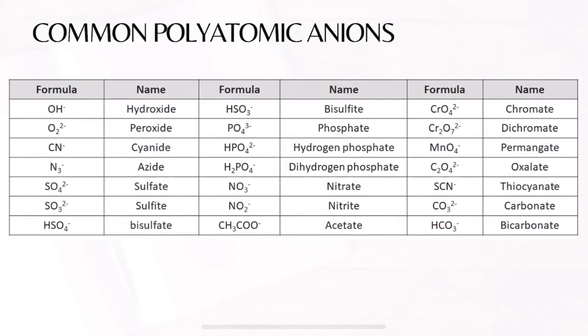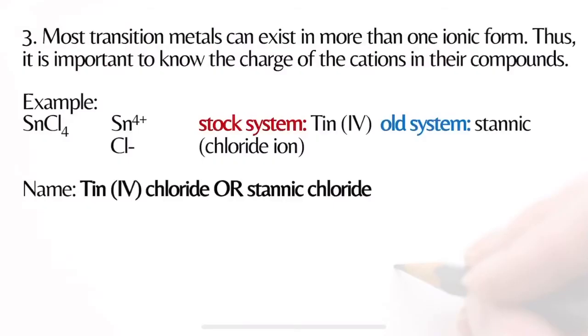Aside from the monoatomic ions, you also have polyatomic anions. So you have again to be familiar with the names of these anions. So you really have to practice naming so you get familiar with the names. Number 3. Most transition metals can exist in more than one ionic form.